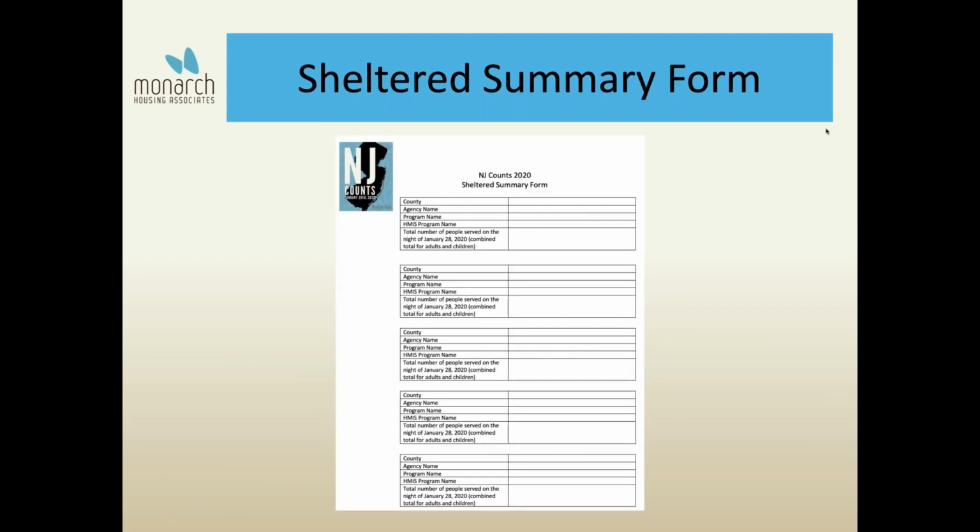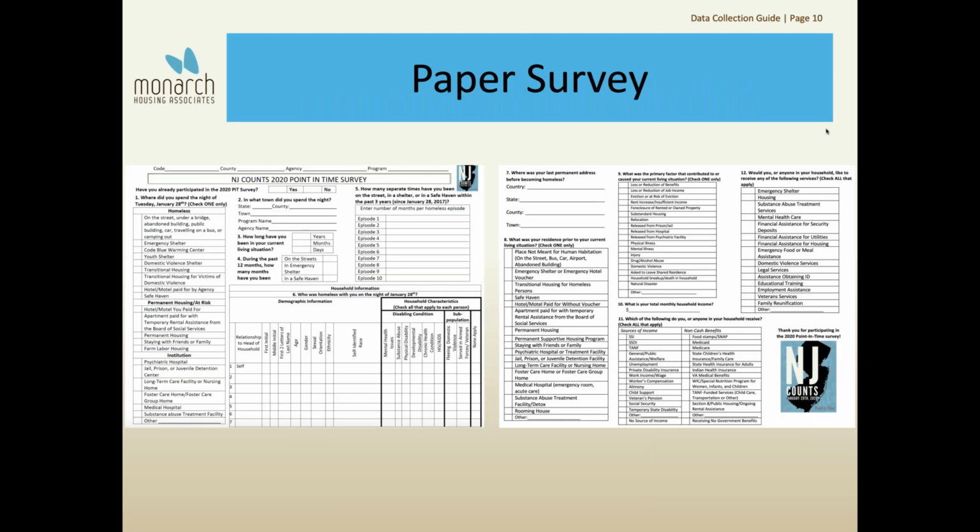This is your shelter summary form. So for any agencies that are entering into HMIS, we at Monarch are going to be doing a data pull that Friday night after the point in time count. So that initial Friday, we'll do one data pull, and we ask that you have these shelter summary forms back to us by Friday the 1st, so that we can do a comparison of the data we pull to who you said was in your program the night of the 28th. This is your paper survey, which we are going to go into detail about in a bit.